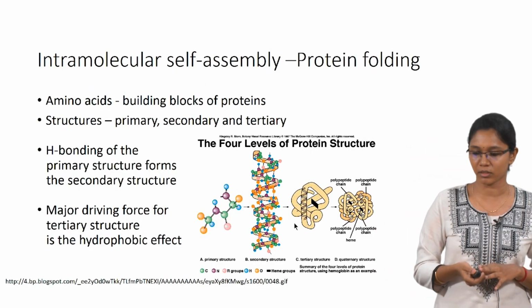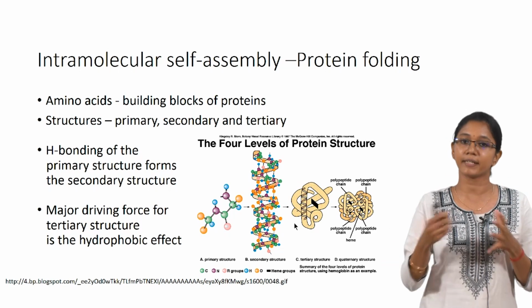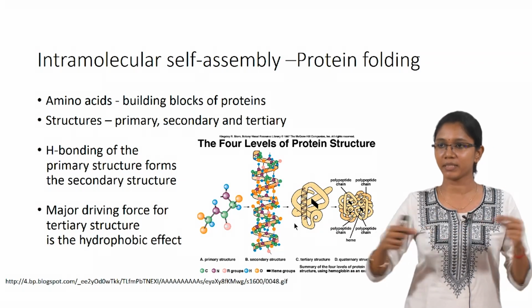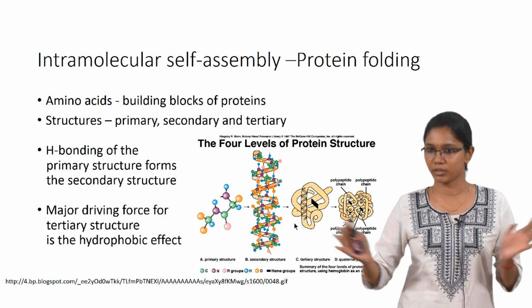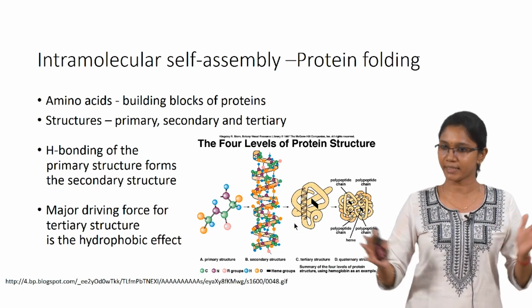And then we come across protein folding. So here in protein folding, it is mostly an intramolecular self-assembly system. So the first structure or the primary sequence of your proteins will be amino acids. These are all covalently bonded. So you have the amide bonds forming your long peptide sequence.